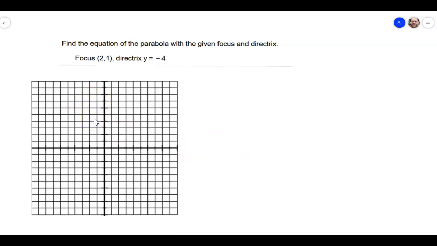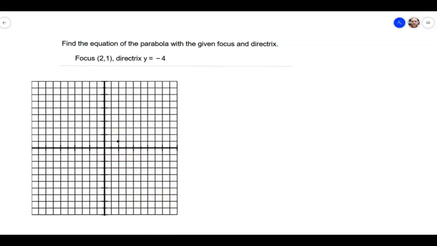So let's see how we can define a parabola. The first thing is that it's the set of all points in the plane that are equidistant from a fixed line, the directrix, and a fixed point not on the line, the focus. So this focus is a point. Let's go ahead and plot that point here, a big point at (2, 1).